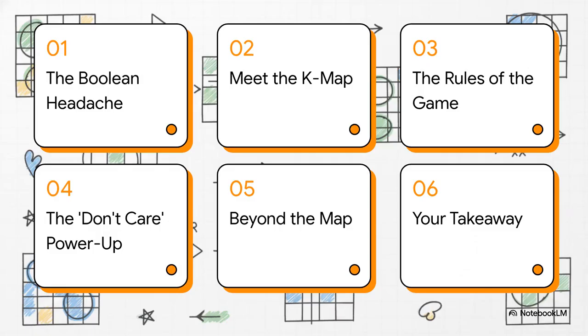First, we're going to talk about the Boolean headache. Why we need a shortcut in the first place. Then, we'll meet our hero, the K-map, and learn the rules of the game. After that, we'll unlock a pretty cool power-up with Don't Cares, figure out where the K-map's limits are, and finally, get to the main point, your big simplification takeaway. So, let's jump right in.